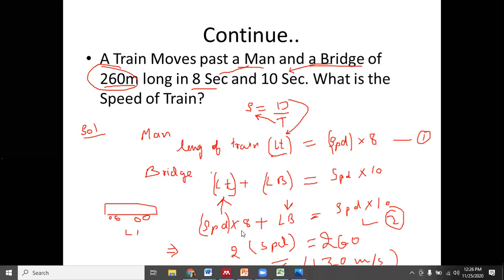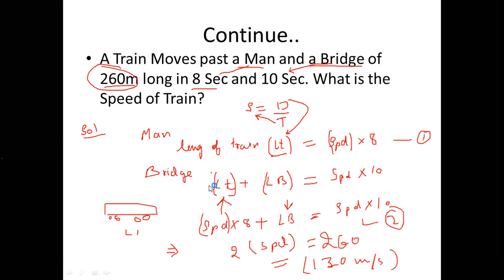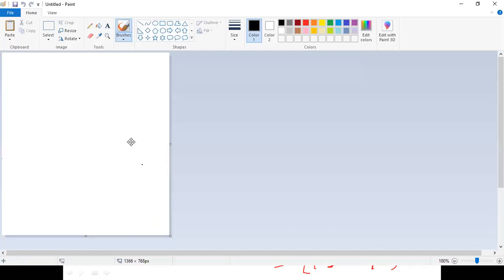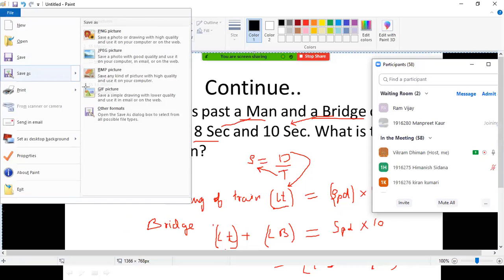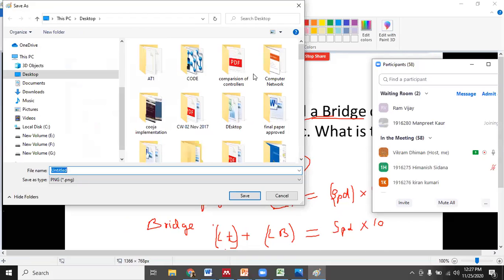I hope you understood. We did this in the last class also. I'm just repeating the same thing for those who have not attended the class. Now moving to the next problem that we have.